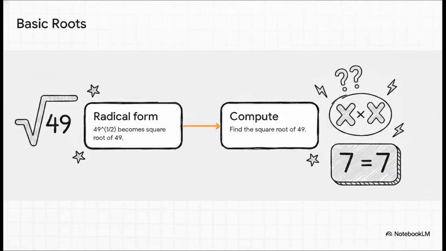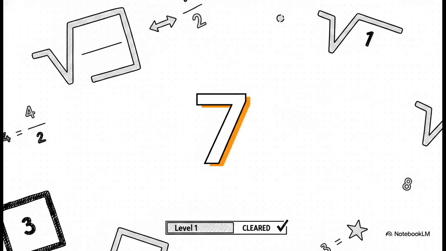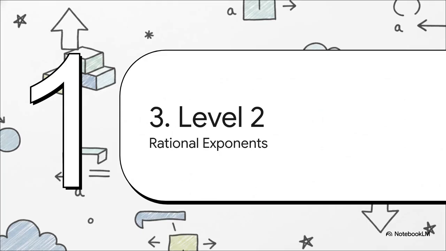Let's apply this. If we look at practice problem number 1 from the worksheet, we've got 49 to the power of a half. Step 1, we just translate that power of a half into a radical sign. It simply becomes the square root of 49. Step 2, we compute it. We just ask ourselves, okay, what number multiplied by itself gives us 49? And that brilliantly illustrates our first final answer, a clean, simple 7. See how that works? Just by translating the fraction into a root, all that complex math totally disappears, and it leaves us with a straightforward arithmetic question. Boom! Level 1 cleared.